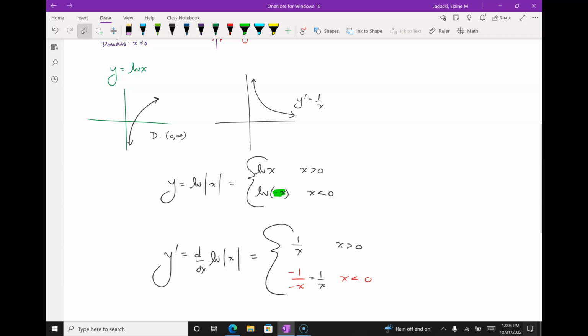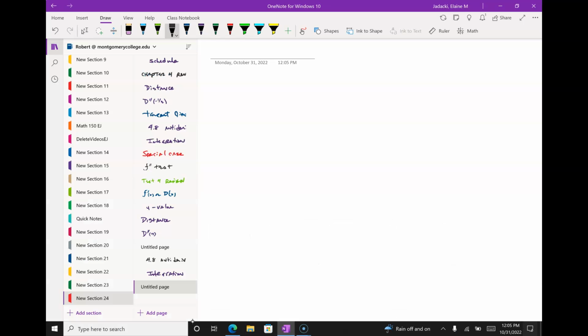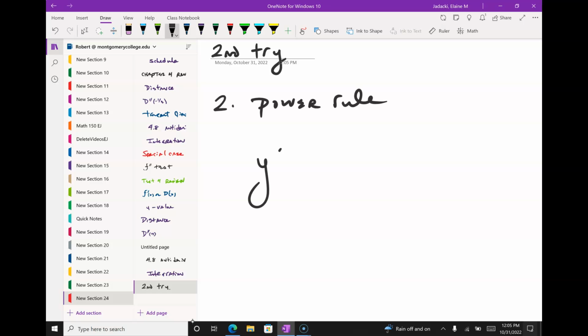The second piece on our checklist. We ready? We okay here? The second piece on our checklist is a power rule. So for example, if y prime is x to the n, y equals x to the n plus 1 over n plus 1, all plus c.